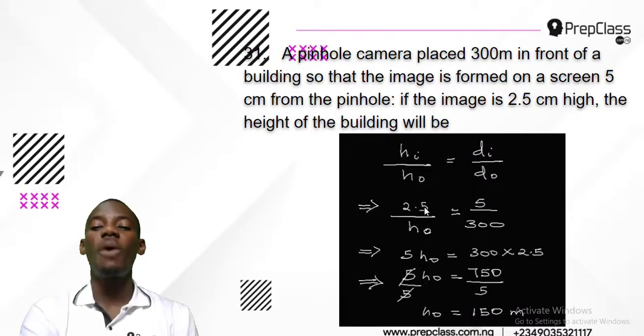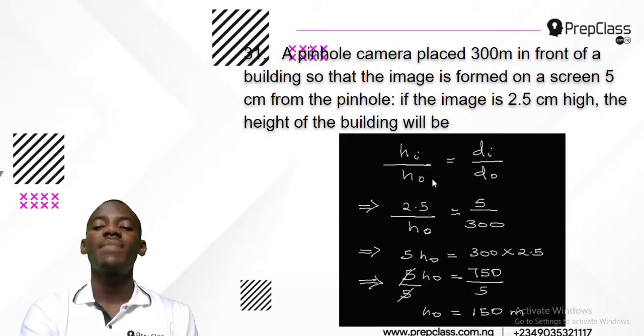Therefore, what's the height of the image? In the question it is 2.5 centimeters, over what is the height of the object? We are told to find the height of the building, and that is the object. Equals what is the distance of image? It is 5 centimeters, over what is the distance of the object? It is 300 meters, and that is the way to go about solving it.